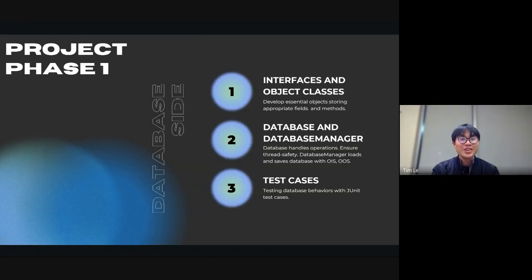Our project is divided into 3 phases. For the first phase, we worked mainly on creating interfaces for our objects and then creating the classes for those objects. Some of our objects include the ticket class, user class, or event class, etc. We also created a database, which includes all those objects, with a database manager. The database manager will load and save the database in a file for data persistence, and we also created test cases that test the database behavior.